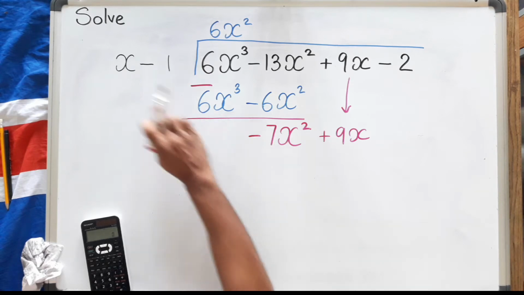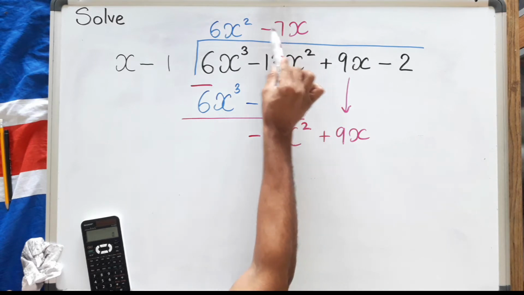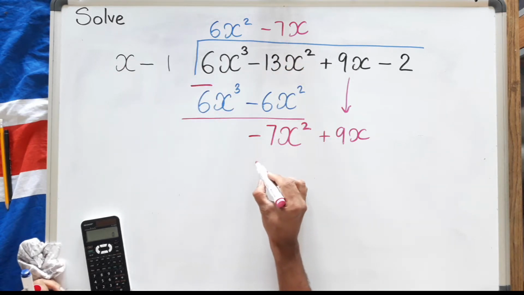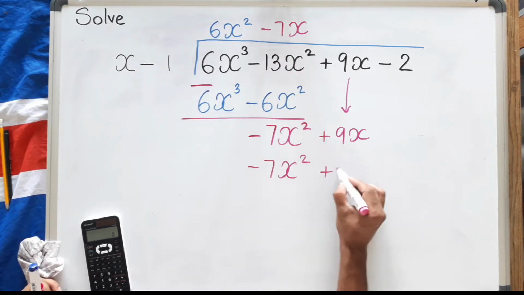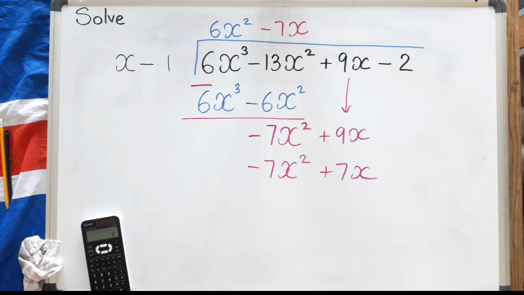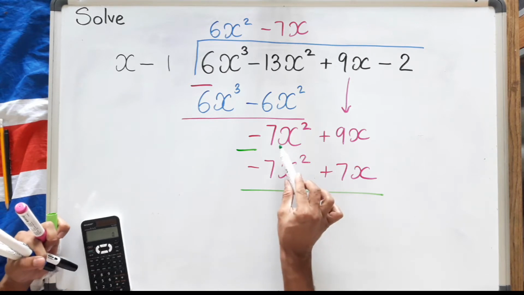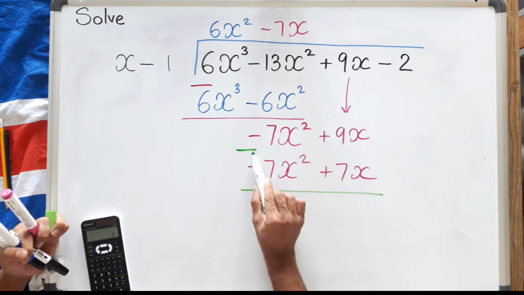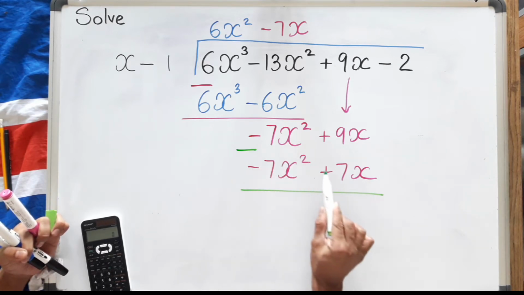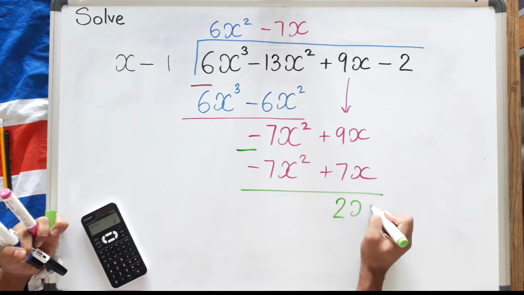Minus 7x squared divided by x is minus 7x. Take this answer and multiply by both of them. You will get minus 7x squared. Minus 7x by minus 1 is positive 7x. Right? What are we supposed to do? Minus them. Well, minus 7x squared minus, you're going to get a 0 here. 9x minus positive 7x. A negative and a positive is a negative. So you end up with 9x minus 7x, which is 2x.